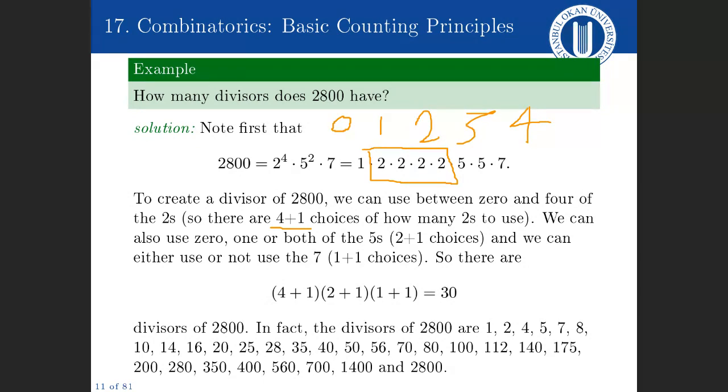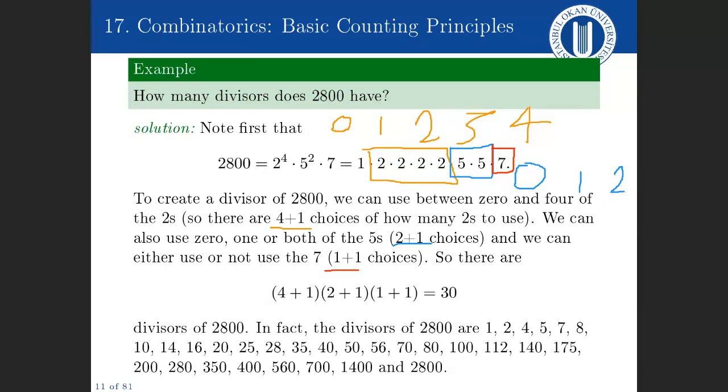Then let's move on to looking at the fives. We might want to use both of these fives. We might choose to use only one of them, or we might use none of them. None of the fives, one of the fives, or both of the fives. There's now 3 choices of how many of the fives we use. And for the 7, either we use this or we don't use the 7. That means there's 2 choices here.